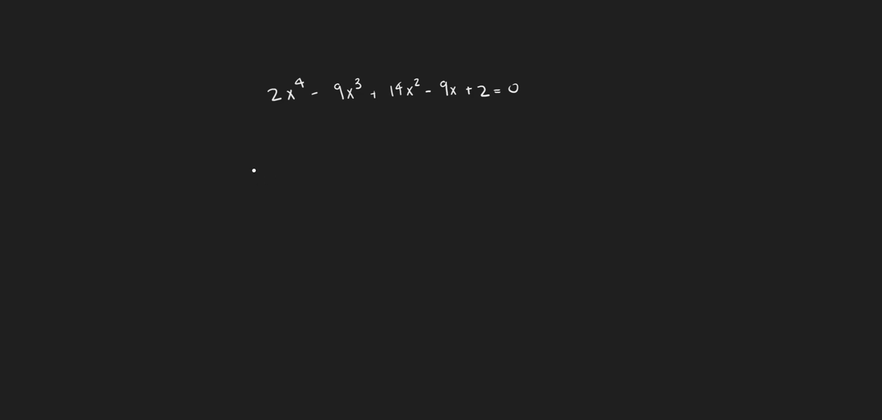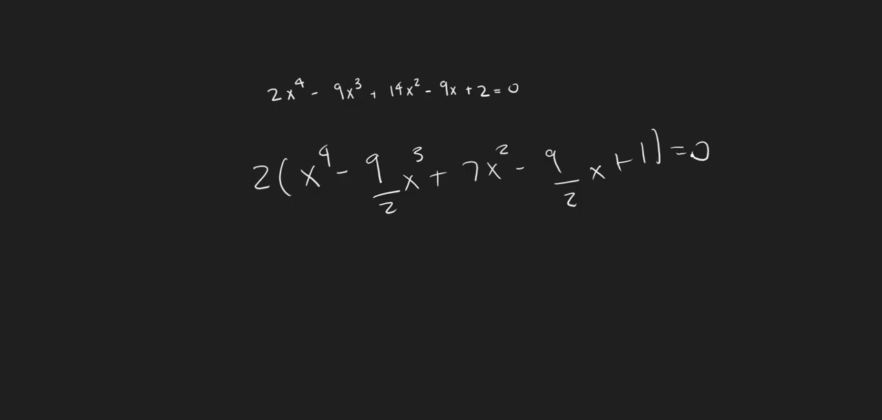Let's begin. So 2x to the power 4 minus 9 over 2 x cubed plus 7x squared minus 9 over 2 x plus 1. And if anyone recognizes, there's two ways you can solve this. All you gotta do is look for the pattern. It's kind of symmetrical, kind of like a mountain. And that's my clue for this.